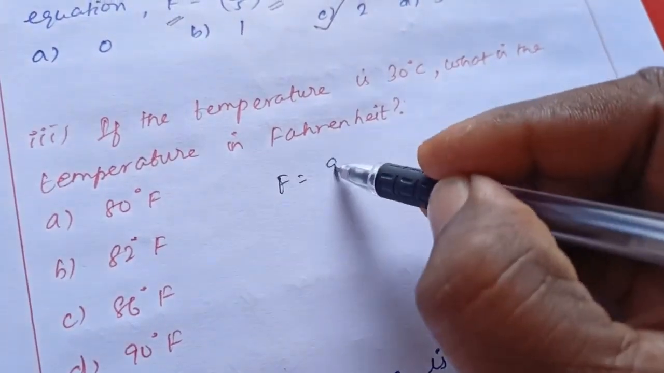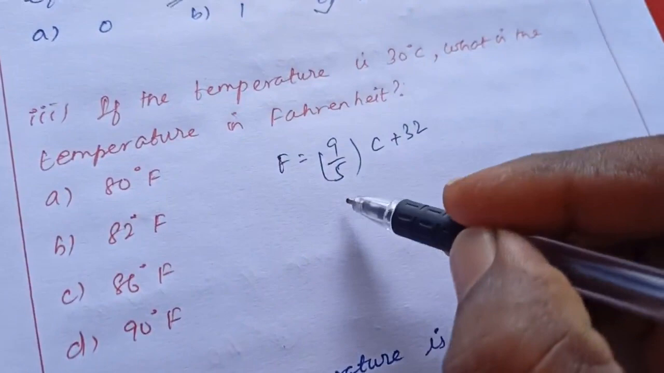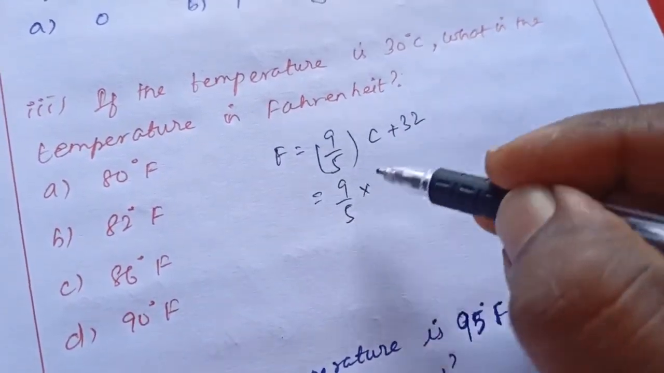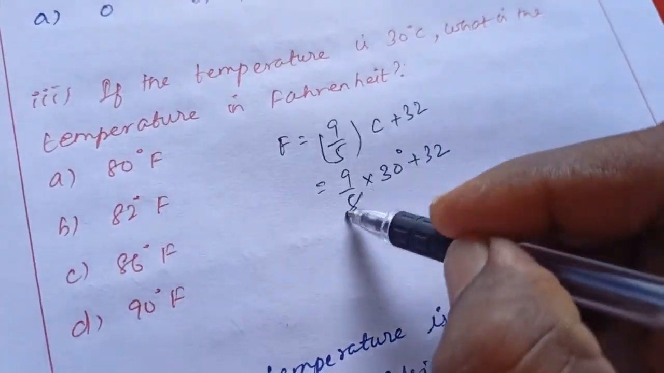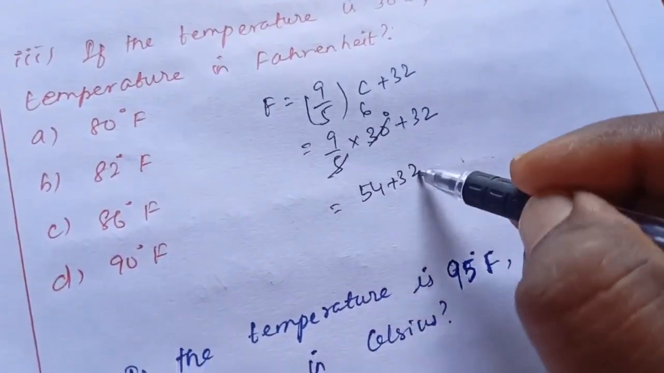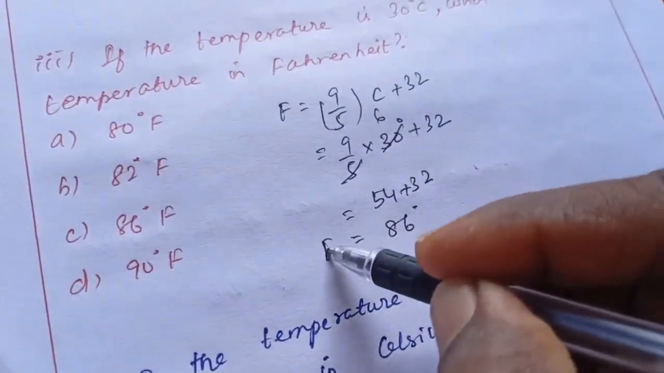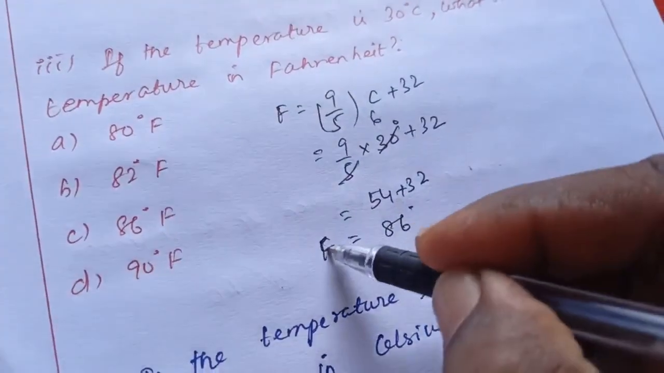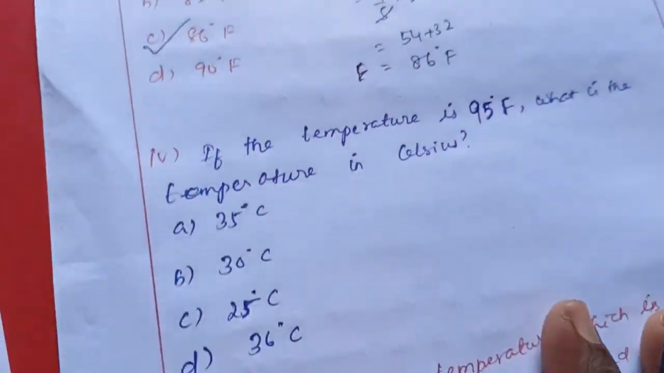According to the formula, 9 by 5 into C plus 32, this is the formula. So 9 by 5 into the Celsius value, which is given as 30 degrees, plus 32. If you cancel this, 6 will come. So 54 plus 32 will become 86 degrees. So the answer is 86 degrees Fahrenheit.